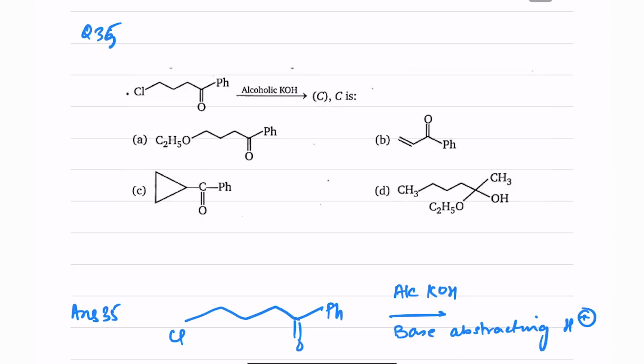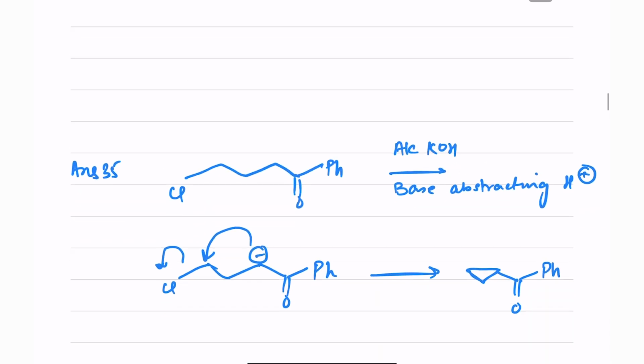Now come to question number 35, which is pretty much the same as what we have done in question number 34. You have been given a basic medium, and in alcoholic basic medium you will have an acidic hydrogen coming out. The acidic hydrogen would be the immediate hydrogen next to the electron withdrawing group, which is this. This is your minus M minus I group. So this carbon's hydrogen will be acting as an acidic hydrogen. We have learned this in many other areas also. So this H will be taken out by alcoholic KOH, and it will form the carbanion.